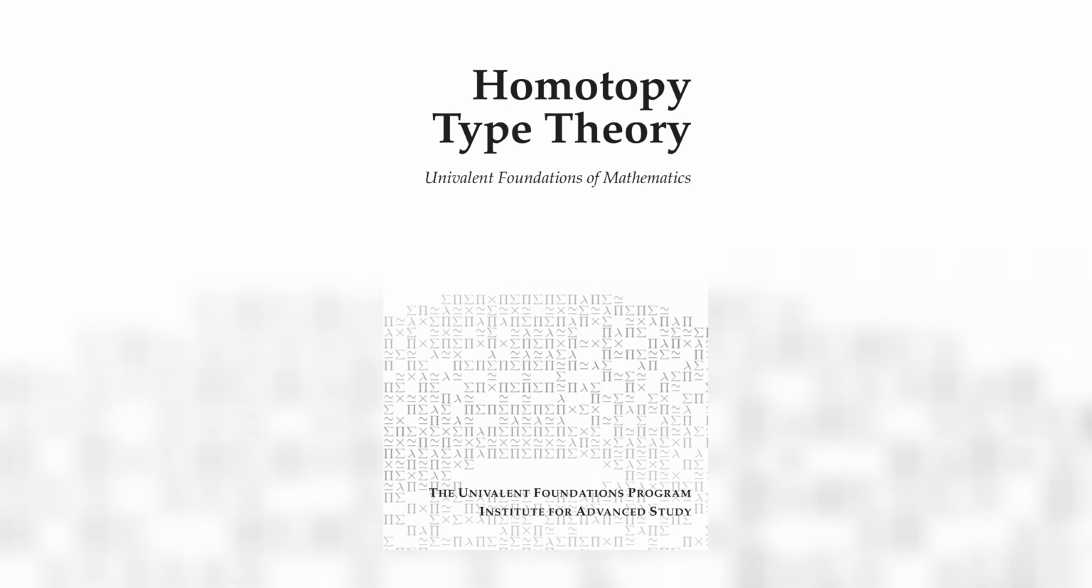Take the circle. The circle is one point called base, together with one generating path called loop, where loop is an equality from base to base, freely posited. Point and equality stand on equal footing, both handed to you by constructors. That equal footing is the whole primitive. A higher inductive type is a type presented by generators and relations at every dimension simultaneously, points and equalities together.